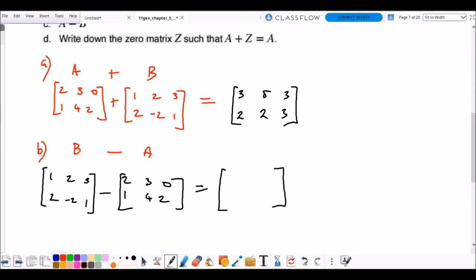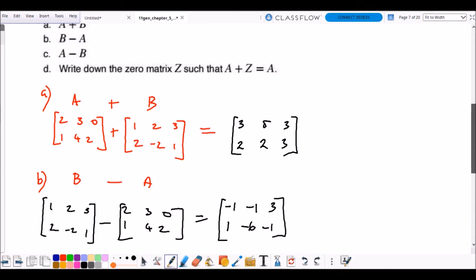So it's going to be 1 minus 2, negative 1. 2 take away 3, also negative 1. 3 take away 0 is 3. 2 minus 1 is 1. Negative 2 minus 4, negative 6. 1 minus 2 is, oh sorry, negative 1. Okay, so that's B minus A.